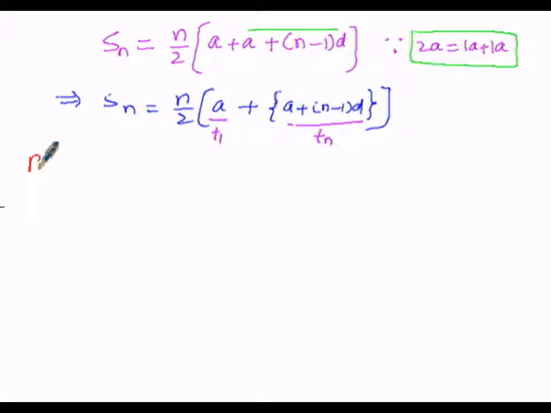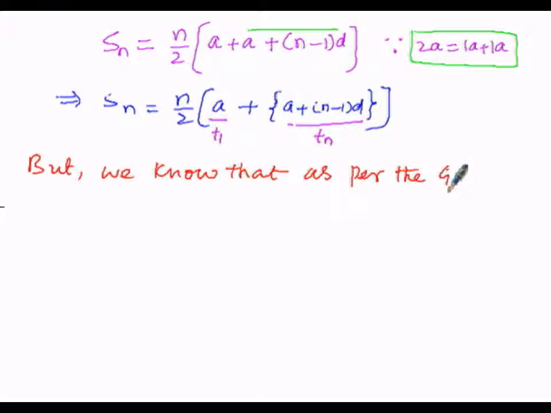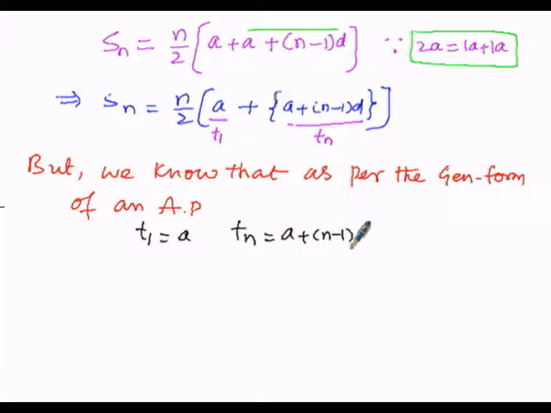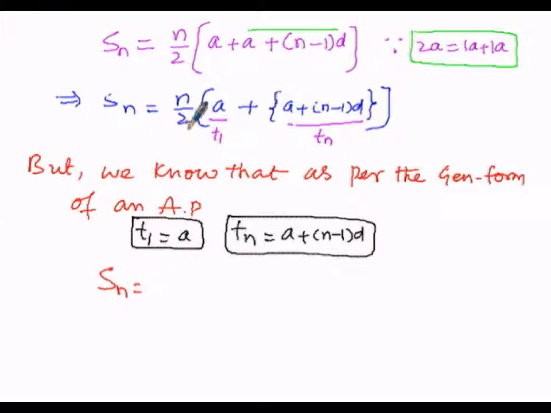But we know that as per the general form of an arithmetic progression, T1, the first term, will be a and the nth term is given by a plus n minus 1 into d. Then by replacing in the formula, Sn is equal to n by 2, written as it is, into T1 as a. So here a as T1 plus a plus n minus 1 into d is nothing but the nth term.